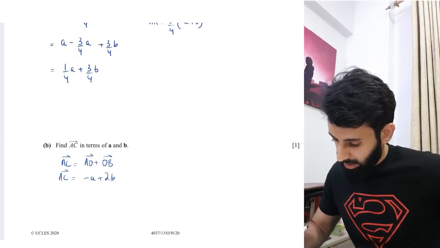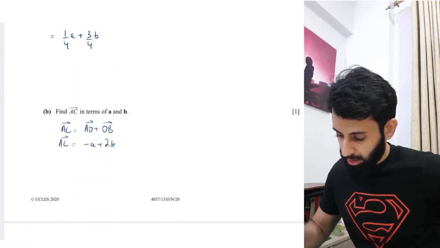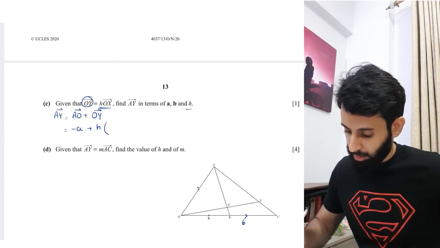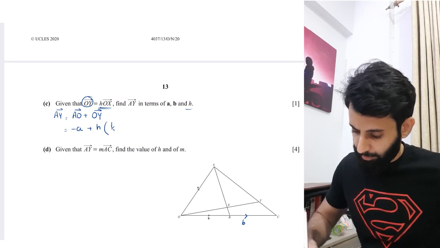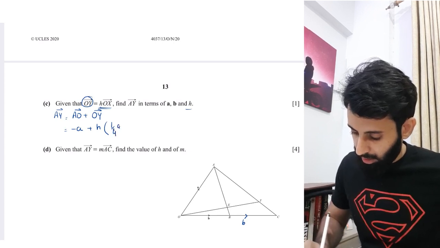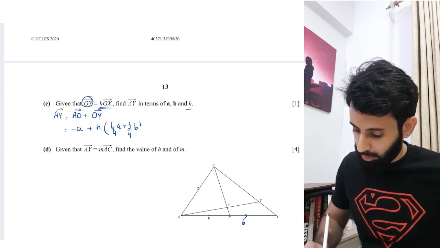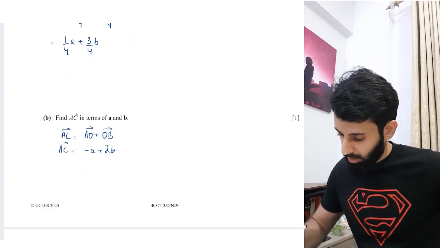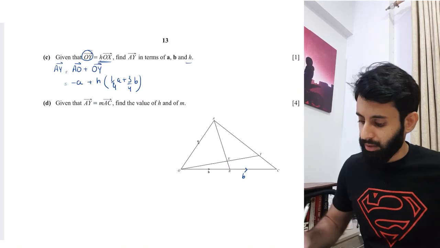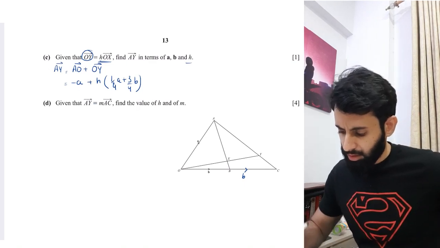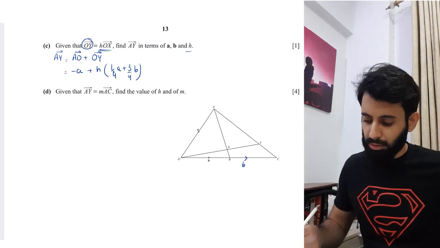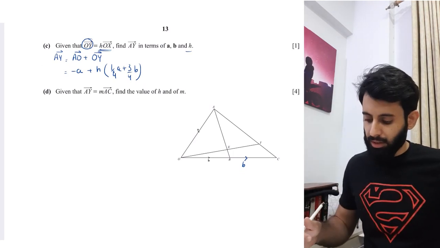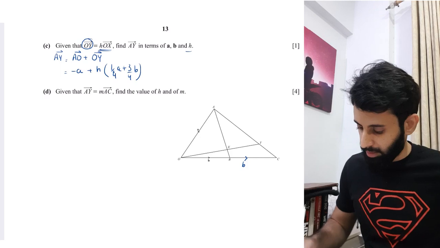Now OX is something I believe we've worked out. Yep, we worked it out. It's 1/4 of a plus 3/4 of b. So I'll just replace it with that. So let me just double check. 1/4 of a, yep, plus 3/4 of b. And there you go. It doesn't say here that you need to give it in its simplest form, does it? Nope, it doesn't. So you can leave it here. Although it's wise to simplify it, since I don't have a lot of space here, I'm going to leave it here. And then I'll do that in the next part.